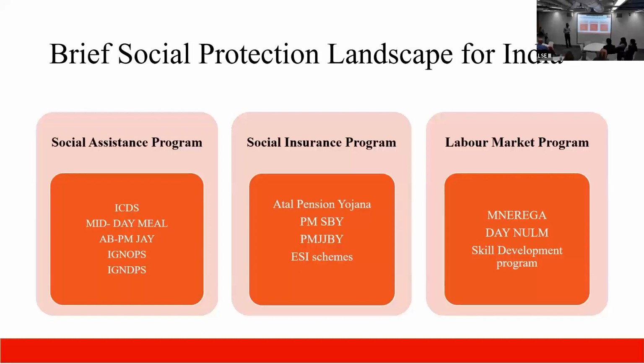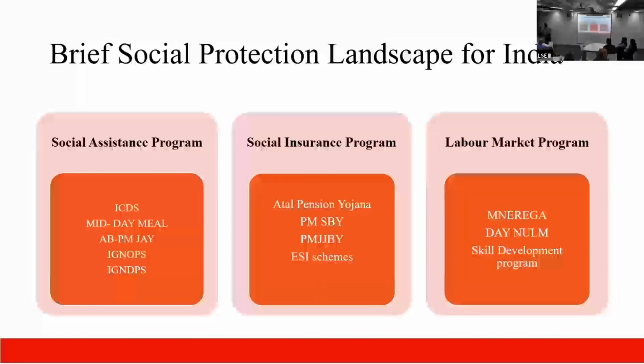We have some social insurance programs also, like Atal Pension Yojana and Pradhan Mantri Suraksha Bima Yojana. This is accidental insurance, and even life insurance has been extended by this particular government to the entire population. And we also have some labor market programs like MGNREGA, I think, which is the most studied scheme across the globe, and all of you might be knowing about it. We also have the National Urban Livelihood Mission, which provides some assistance in terms of livelihood to urban workers. Also, there are some skill development programs.